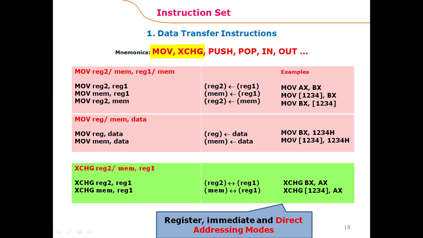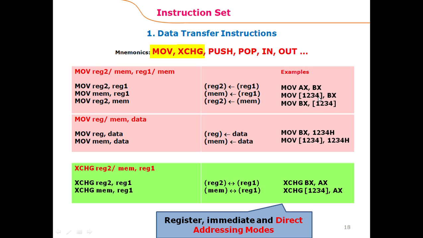The addressing modes used in these forms of move and exchange instruction are register addressing mode, immediate addressing mode, and direct addressing mode. For example, in this instruction, both the source and destination are registers, so only register addressing mode is used. In this instruction, the immediate data is moved to a register, so immediate addressing mode is used. While in the other instructions where the memory is accessed, direct addressing mode was used because the offset address was provided directly as part of the instruction.